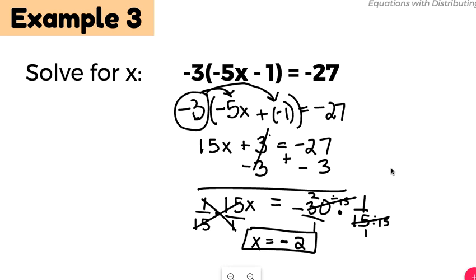If you're not a big fan of cross simplifying, you could have multiplied across and got negative 30 over 15, and then divided each by 15. You still get the same answer, just a little less work.